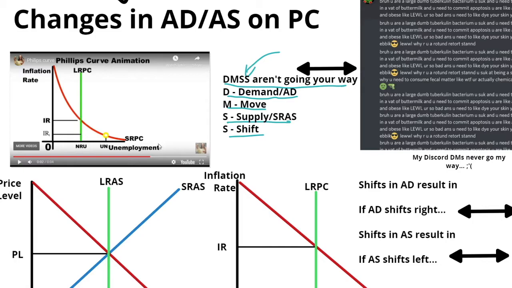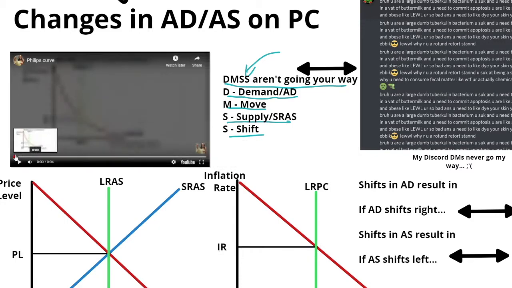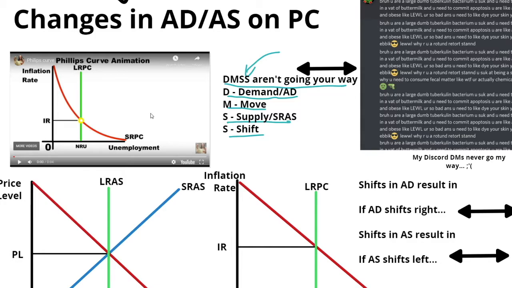Let's see that in action for demand moving. If aggregate demand shifts to the left, then unemployment will increase and interest rates will decrease. So it'll move along the curve downward like this. That's my first time animating, so don't judge.